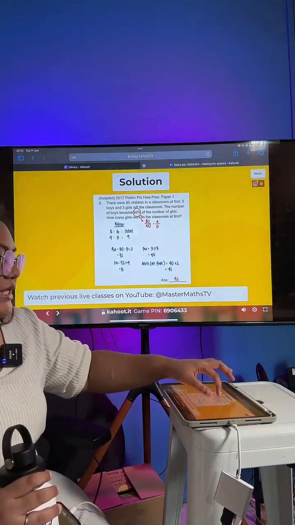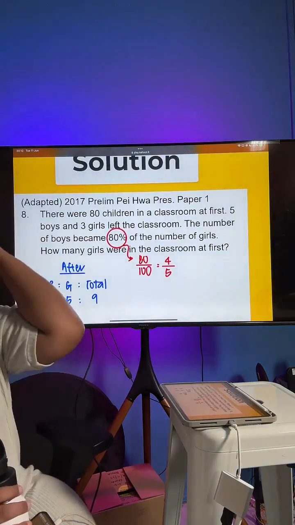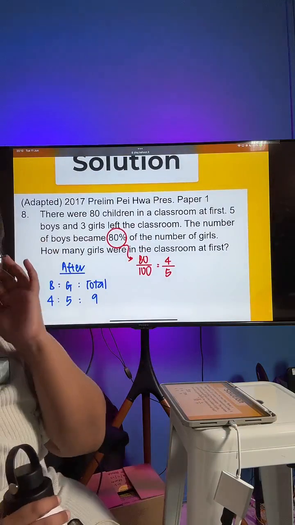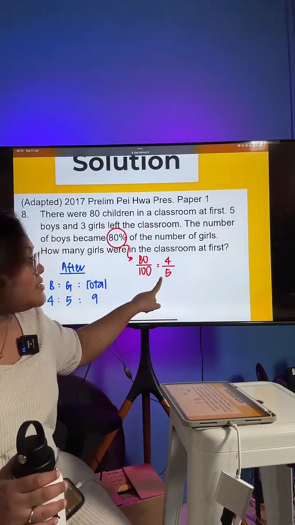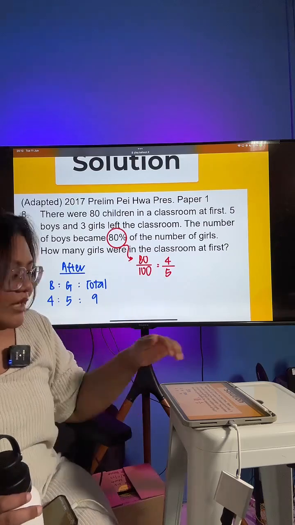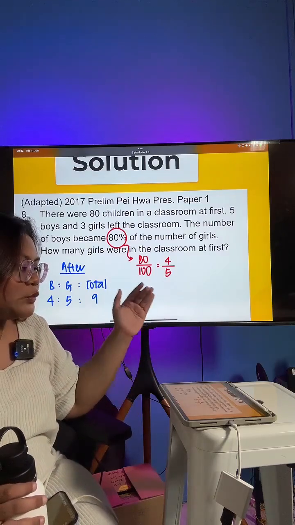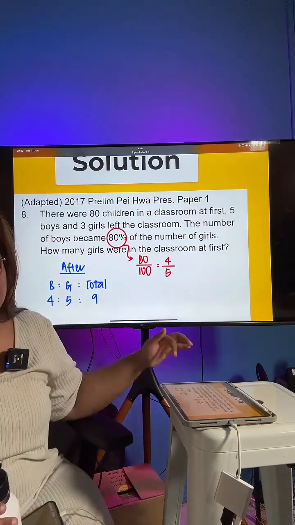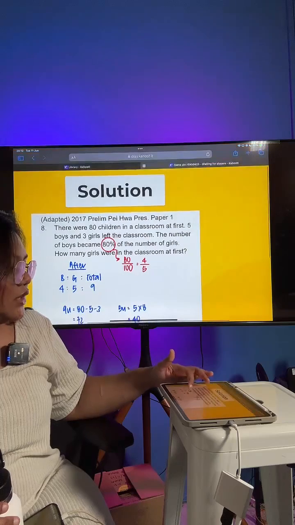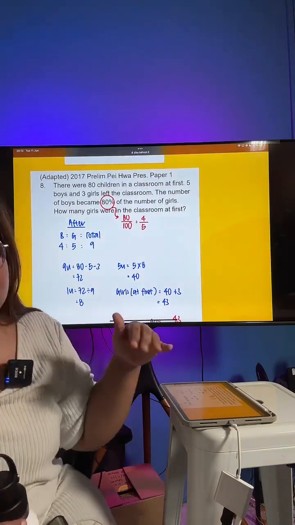So the solution here: step 1, we convert 80% into a ratio. Some of you are not so sure of how to convert. 80% you change into a fraction and simplify to give you 4/5. Your ratio for boys to girls is 4:5. The total will be 9 units, and these 9 units must be the total at the end.